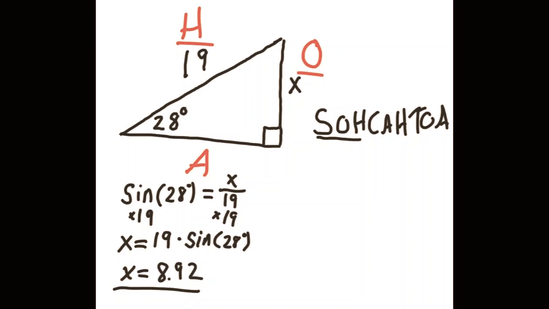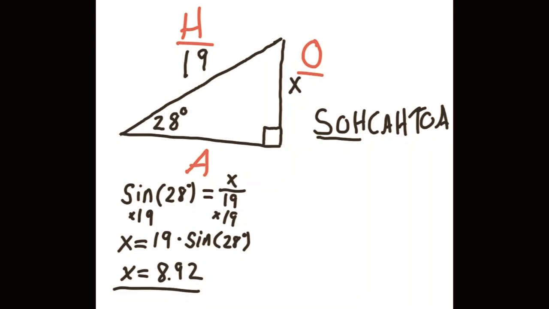So if I write out SOHCAHTOA over here, like I've got on the right, the two sides I care about, X and 19, are my O and my H. Those are the two that I've underlined there. So that means if we look at SOHCAHTOA, well, I only see O and H together in SOH, S-O-H. So that means I'm using sine.